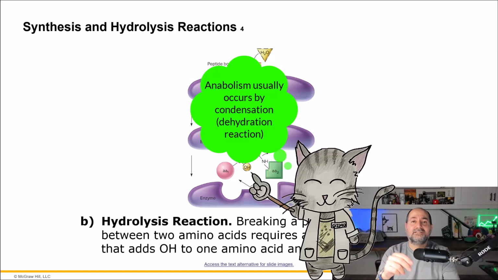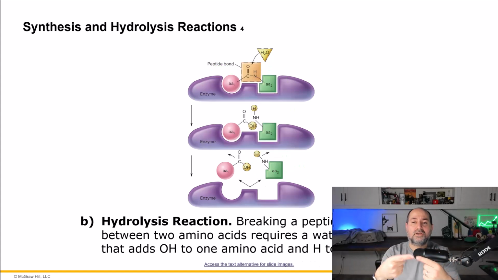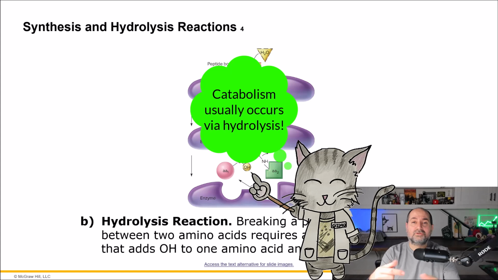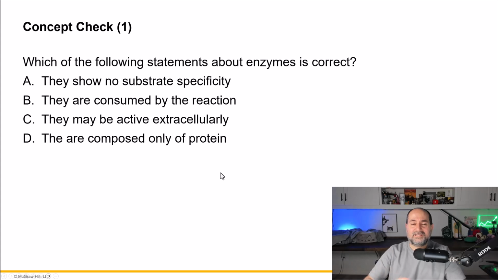So again, many of the anabolic processes inside of your cells occur by dehydration reaction or condensation, by removing a water molecule to build larger molecules, by making bonds. Whereas catabolism occurs in your cells by hydrolysis. Enzymes use water molecules to break down larger molecules into smaller molecules.